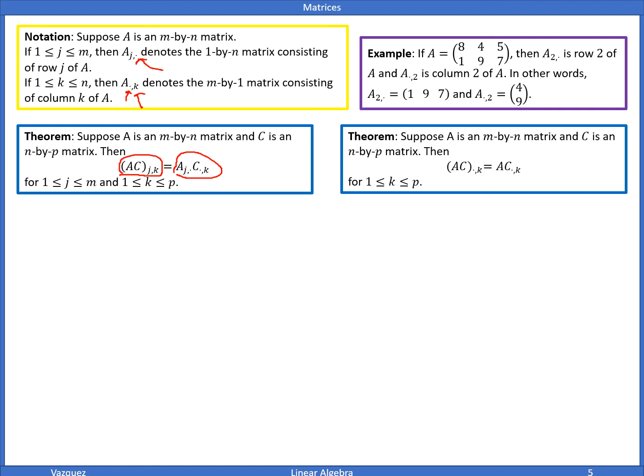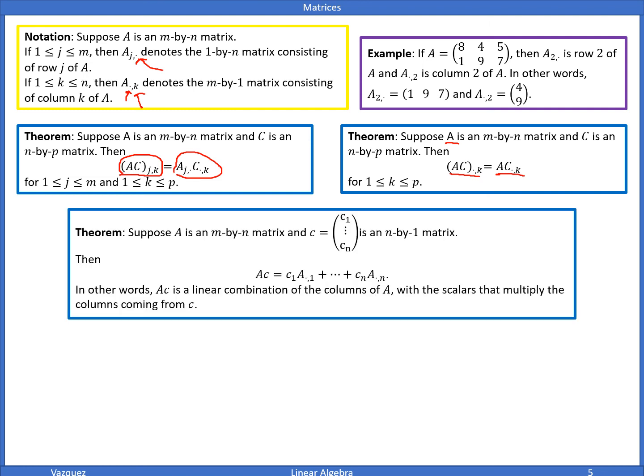Same thing for this one. This proof is going to come directly from the definitions. A is an m by n matrix, C is an n by p matrix. Then the kth column of AC is equal to A times the kth column of C. And this one also, maybe examples would help you to see this. But it really is just following by definitions.